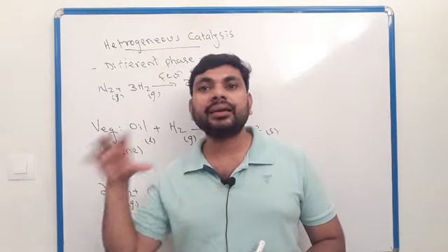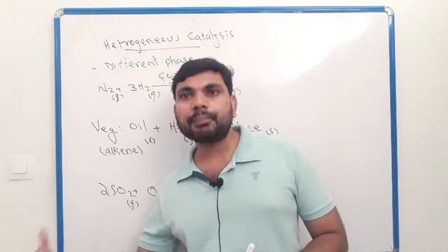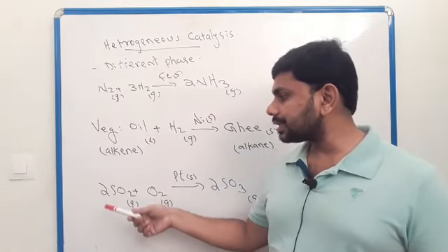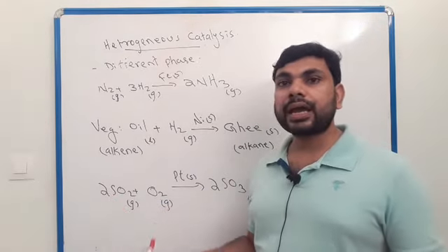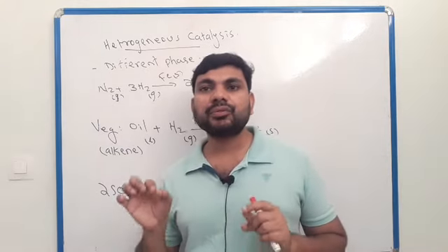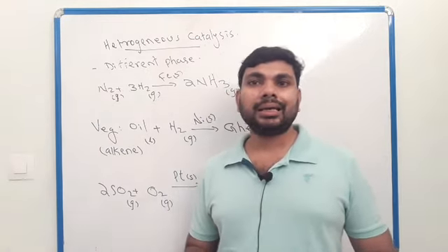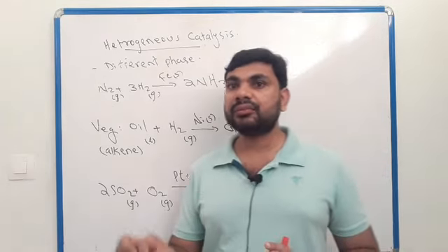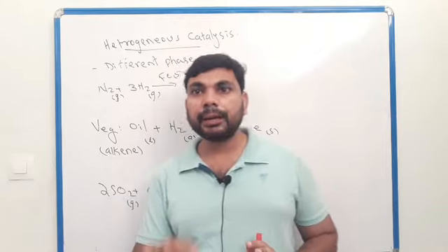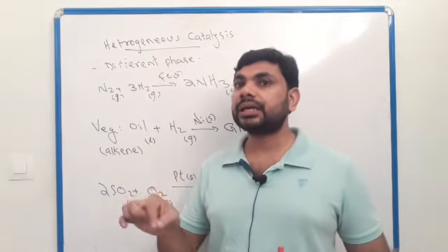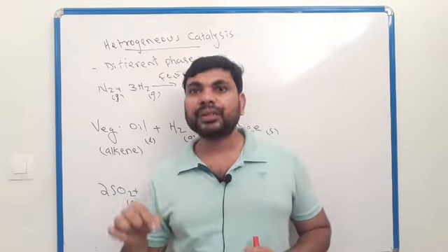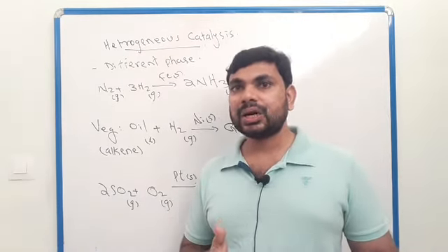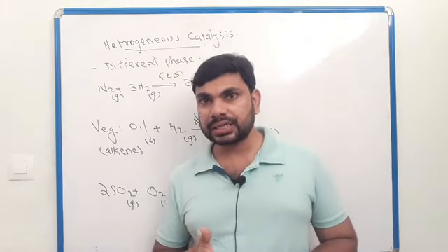So they are in different phase. So example for heterogeneous catalysis. We learned before sulfur dioxide reacted with oxygen in presence of nitrogen monoxide. It forms sulfur trioxide. Sulfur dioxide reacted with oxygen to form sulfur trioxide in presence of NO. It is homogeneous catalysis.